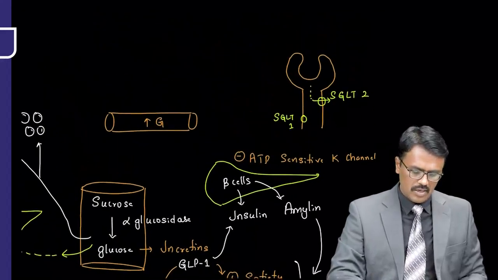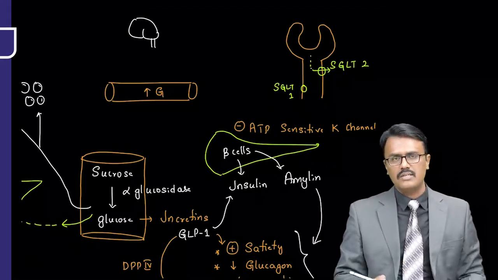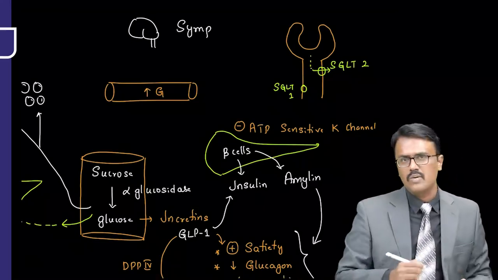Now this glucose release is also controlled by the brain. So the brain also plays a major role in controlling the glucose release. You know that the sympathetic system will increase the glucose.